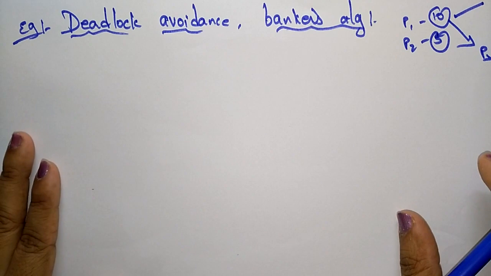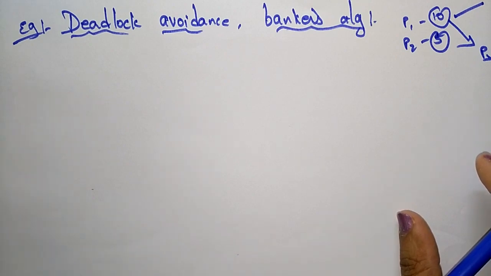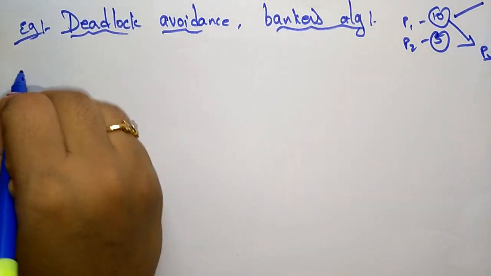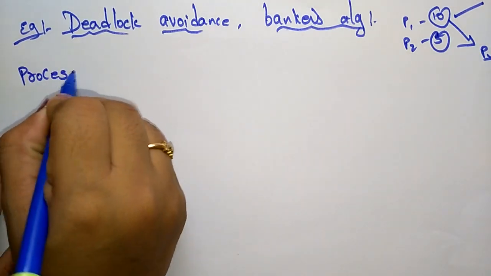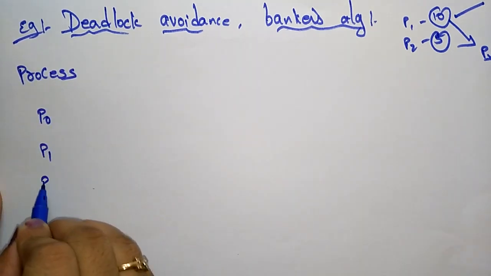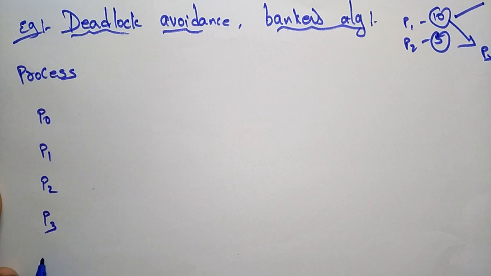So in this example, I have to check whether a system is in a safe or unsafe state. If your system is safe, what is the sequence that it follows to determine that it is a safe state? Okay, let me take the example. Here I am taking processes P0, P1, P2, P3, P4.